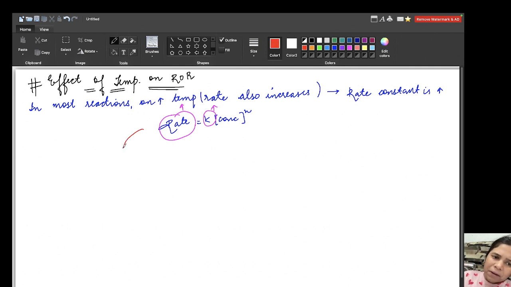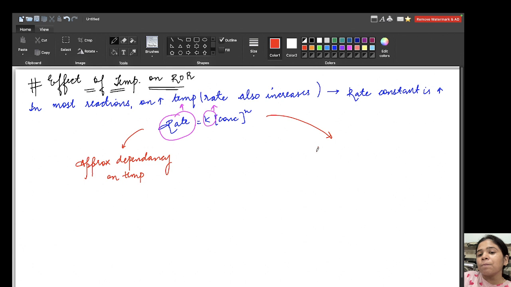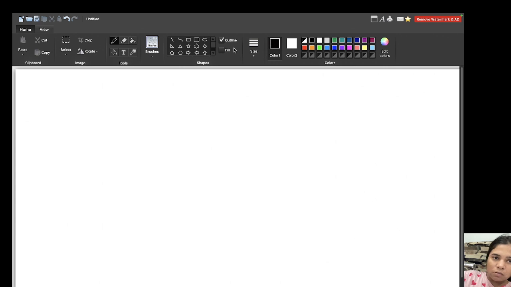First thing is approx dependency on temperature, like approximately we'll see how much your rate is dependent on temperature. And the second thing which we will study is your absolute dependency. This will give you the approx value and this will give you the absolute value. Okay, so let's shift to our first one, approx dependency of K on temperature.